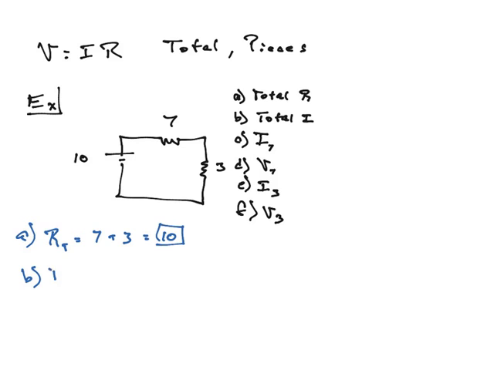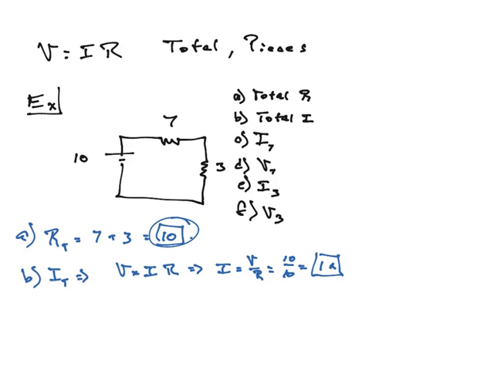Part B, how do I find the total current? Well, of course, I use V equals IR. That's Ohm's law, where I is V over R. And if the V I use for this equation is the total voltage of 10, and the R I use is the total resistance of 10, then the current I get of 1 amp must be the total current for the circuit.